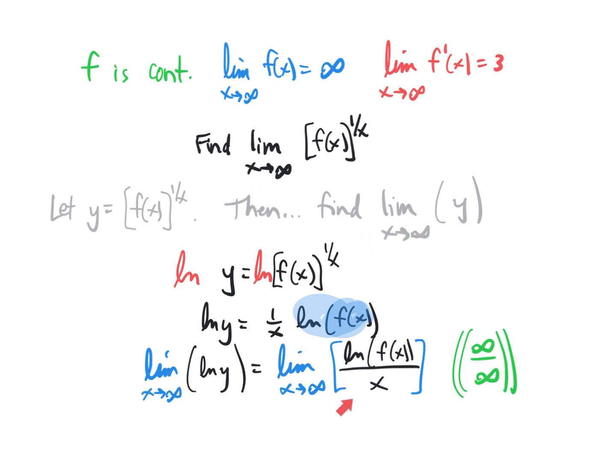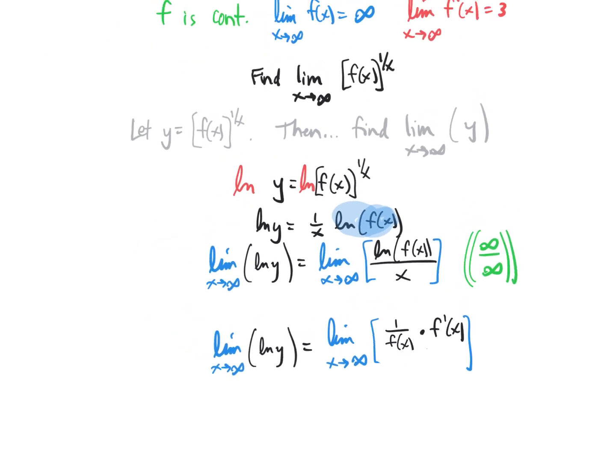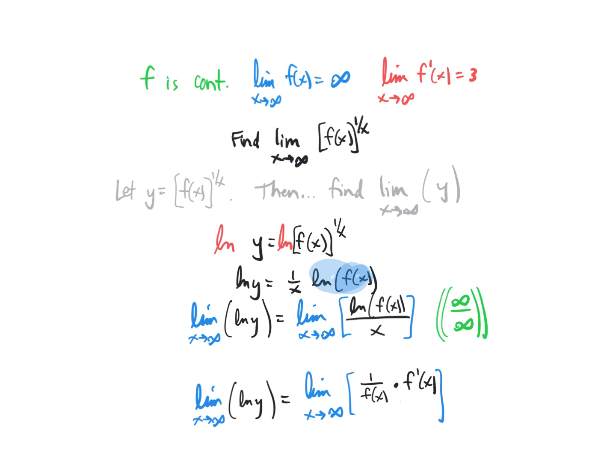So let's continue here using L'Hopital's rule. The derivative of the natural log is 1 over, and then the chain rule, so times f prime of x. And the derivative of the denominator is just 1. So we're left with just this product. And guess what? That's exactly what they gave us in the beginning.